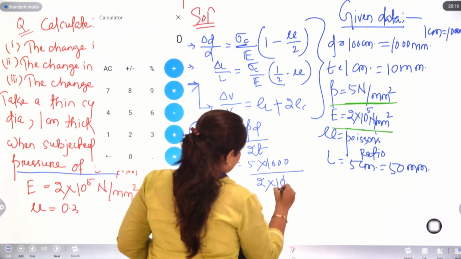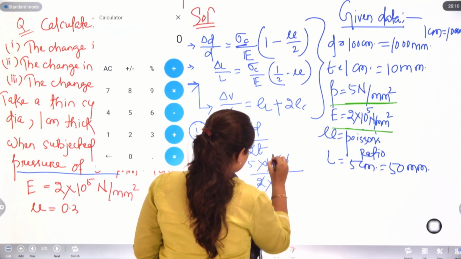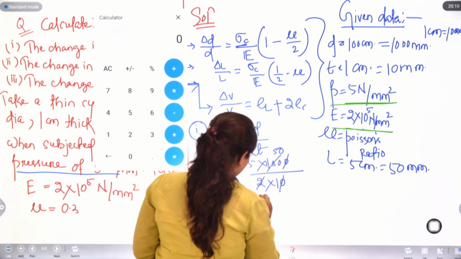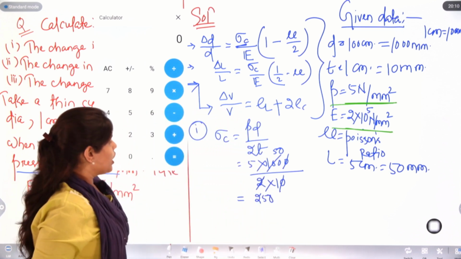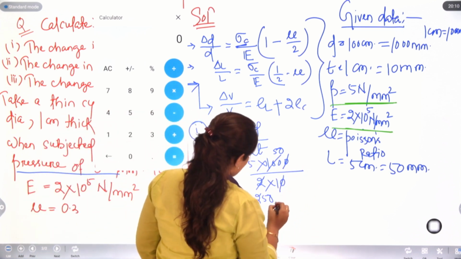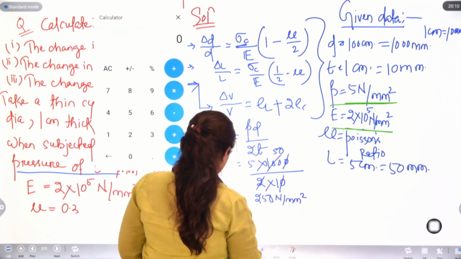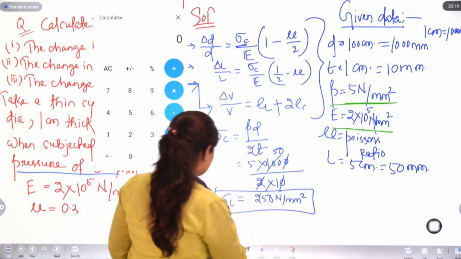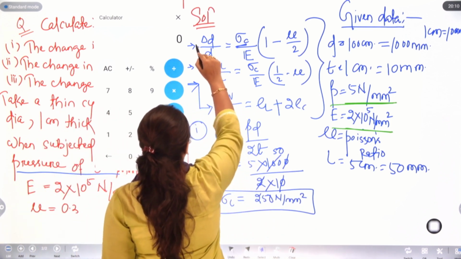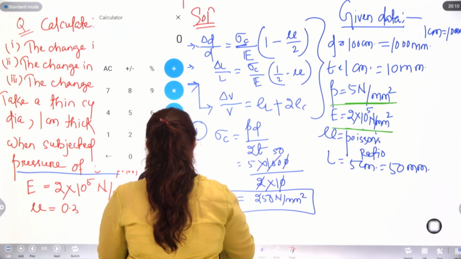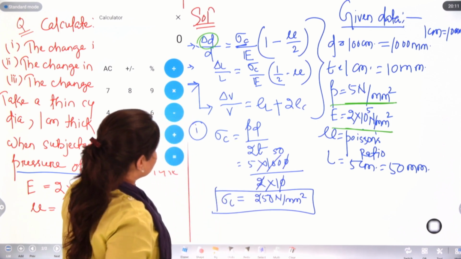So this 0 to 0 will cancel. Okay, and this will be 50. 50 into 5, what? 250. Okay, we get sigma c as 250 Newton per mm square. Right. Now what we will calculate? We will calculate our del D. How to calculate?